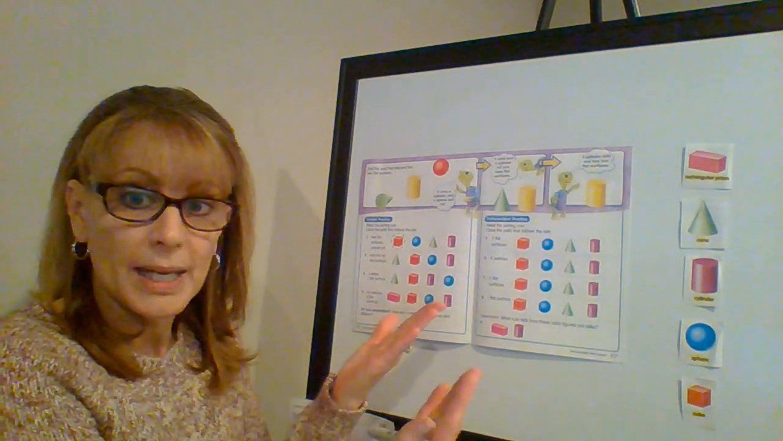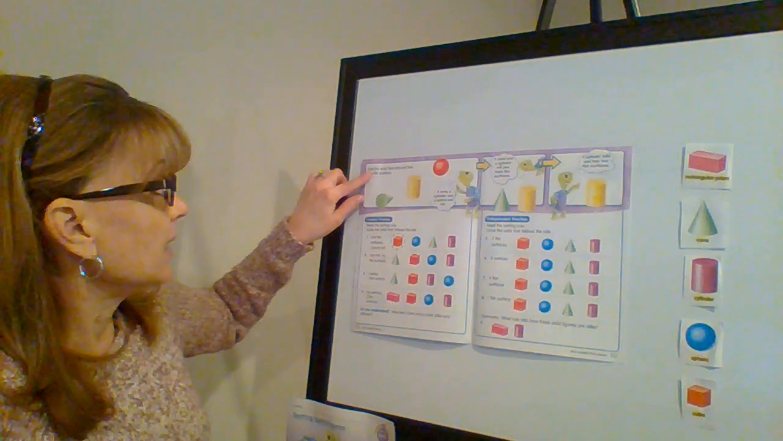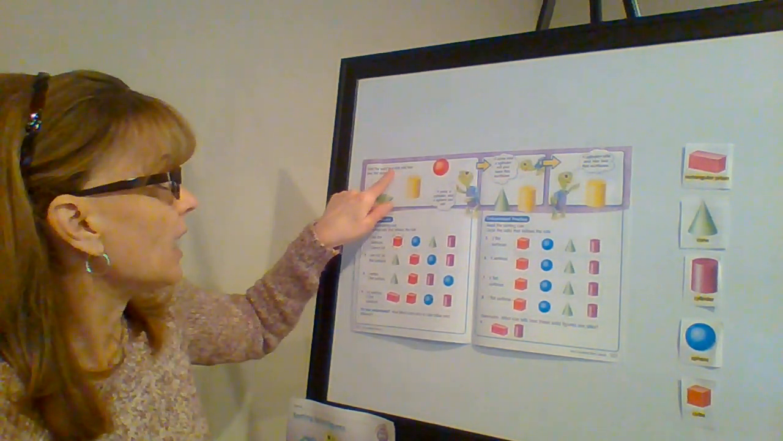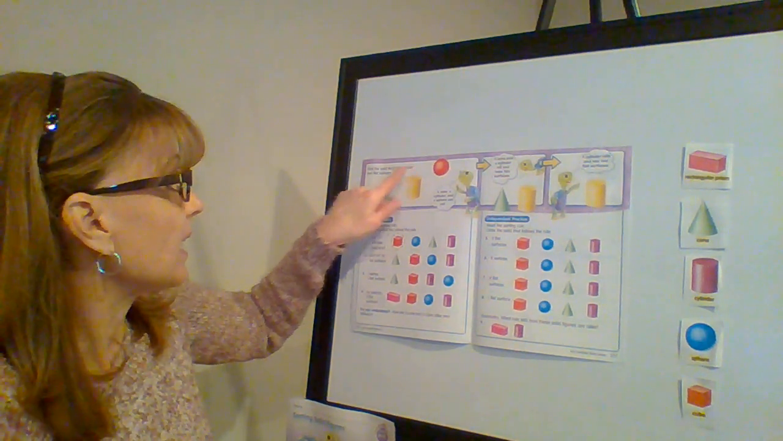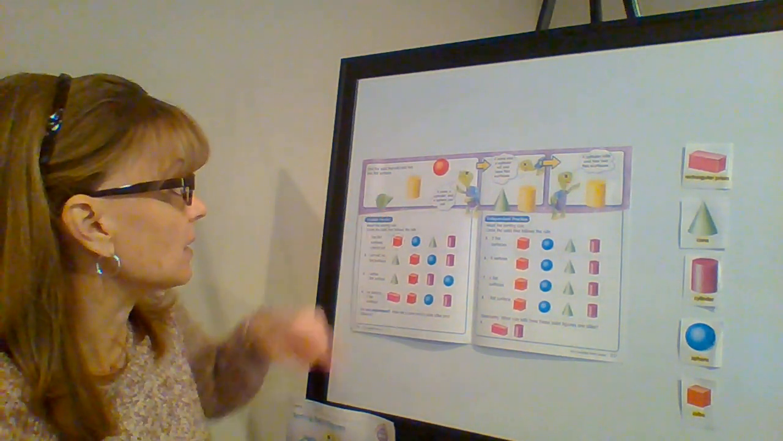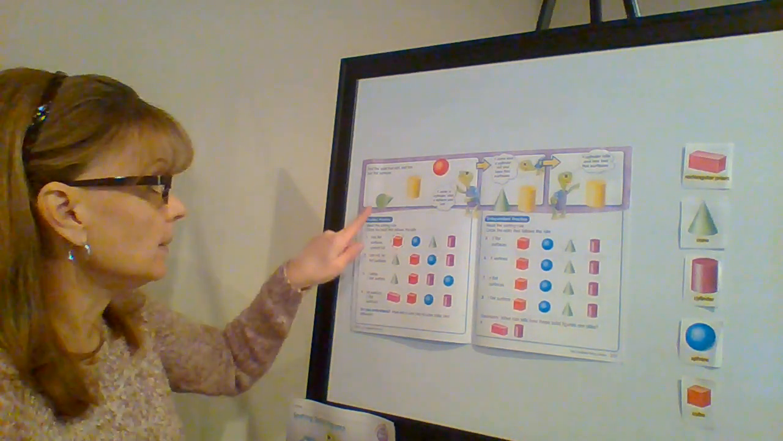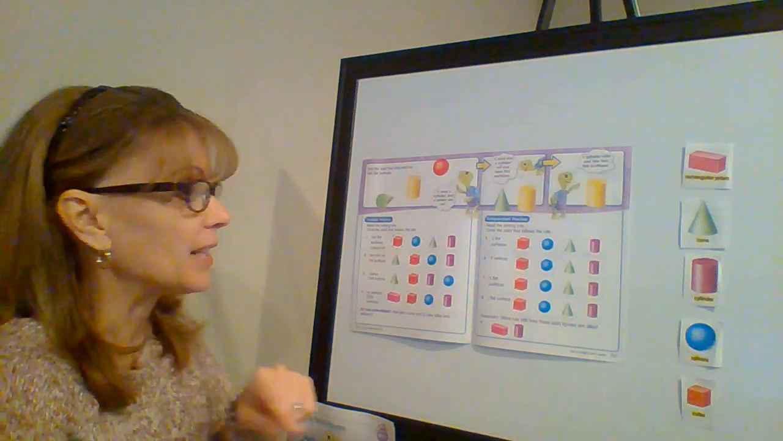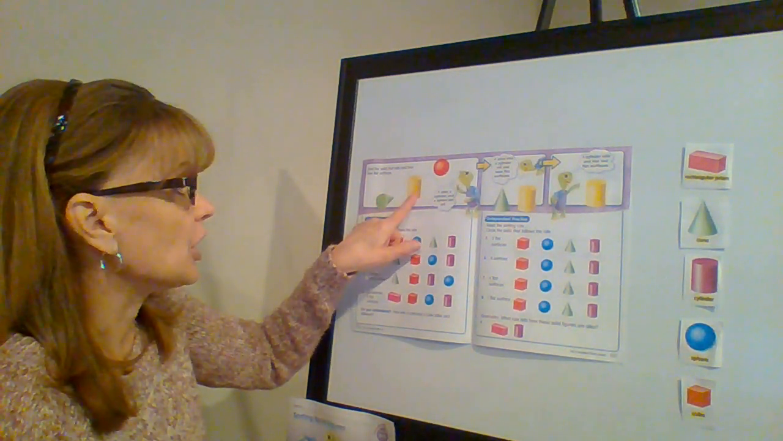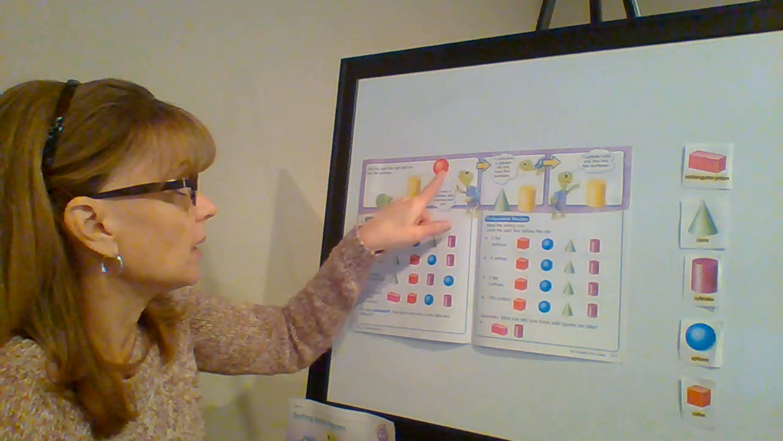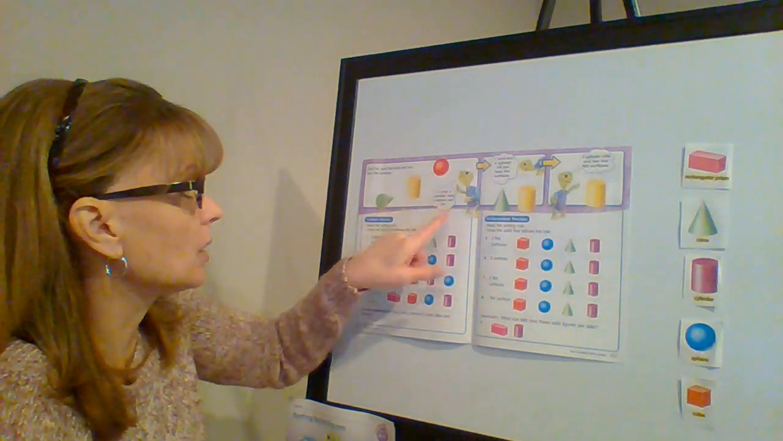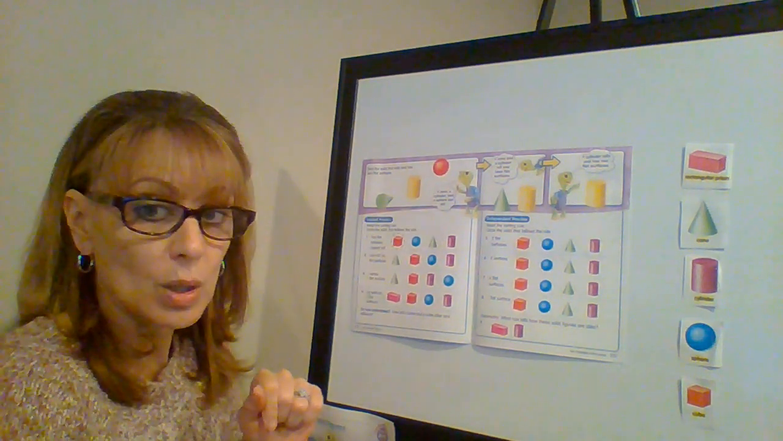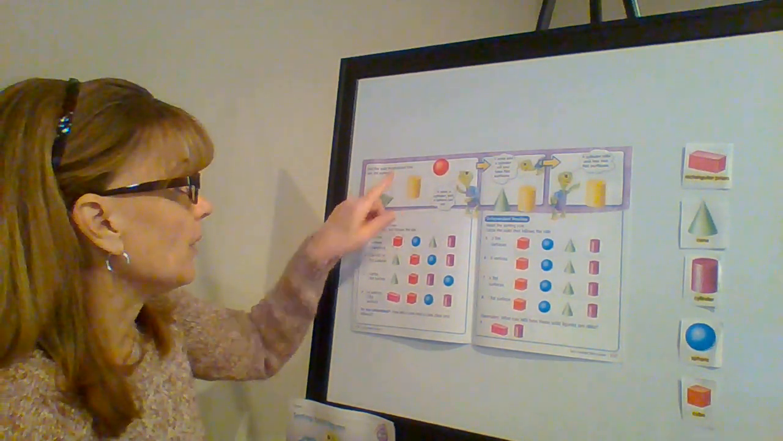We're going to start by opening up to the middle. It says across the top, find the solid that rolls and has 2 flat surfaces. Well, let's look at the cone. It will roll, but it only has 1 flat surface. A cylinder rolls, a sphere rolls. So we say a cone, a cylinder, and a sphere can all roll.